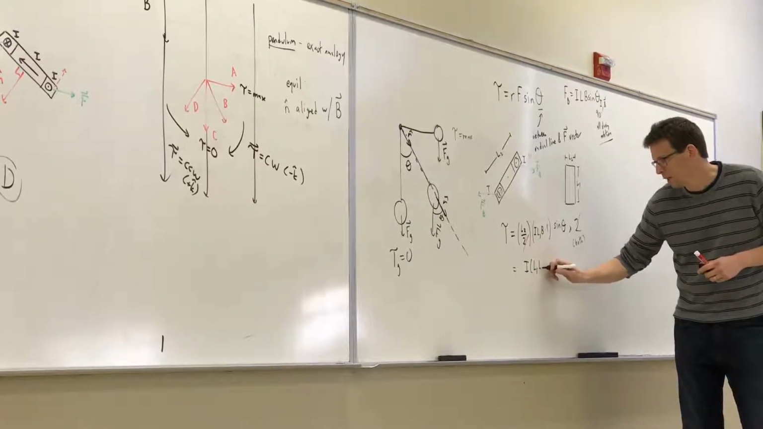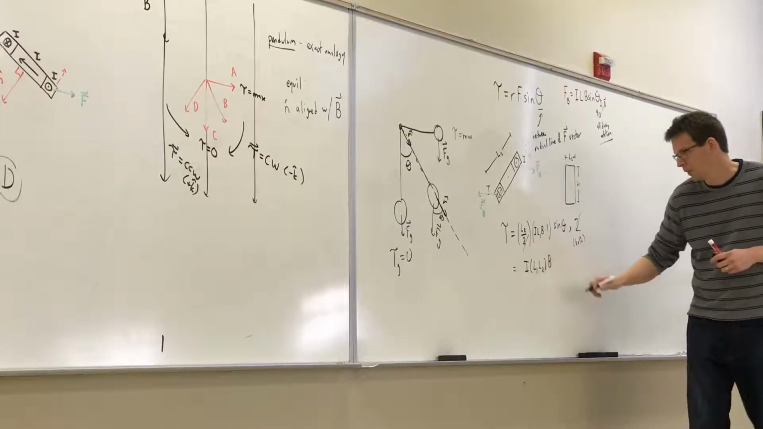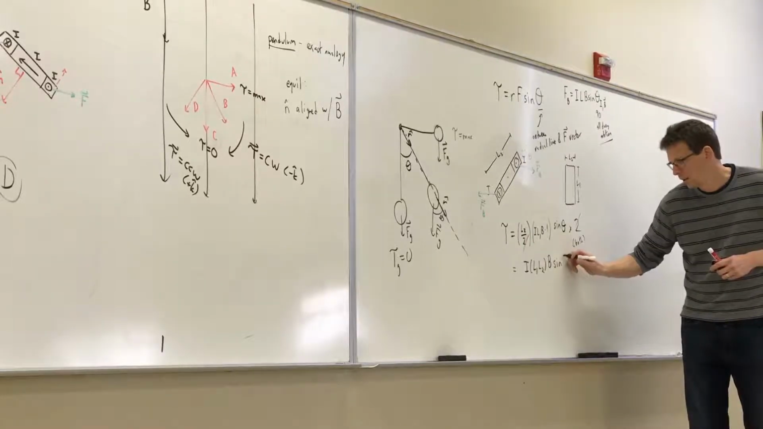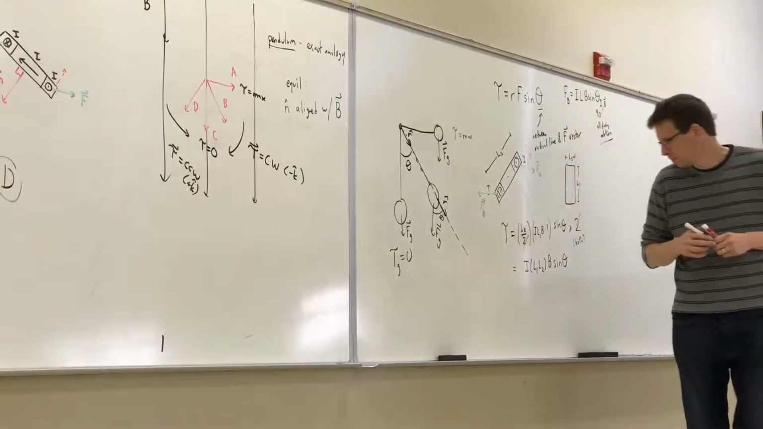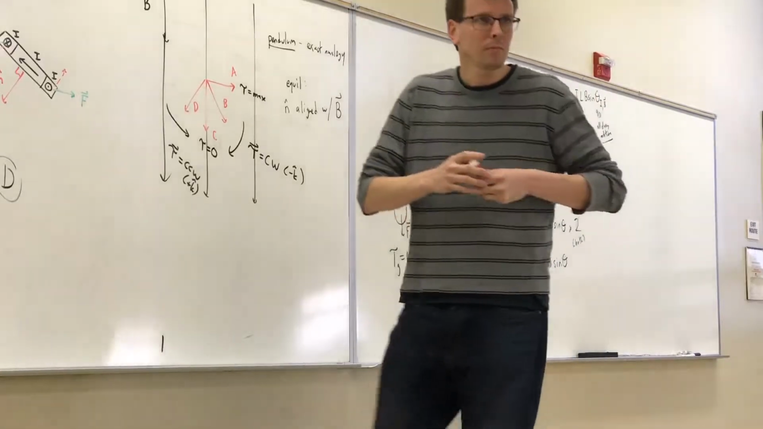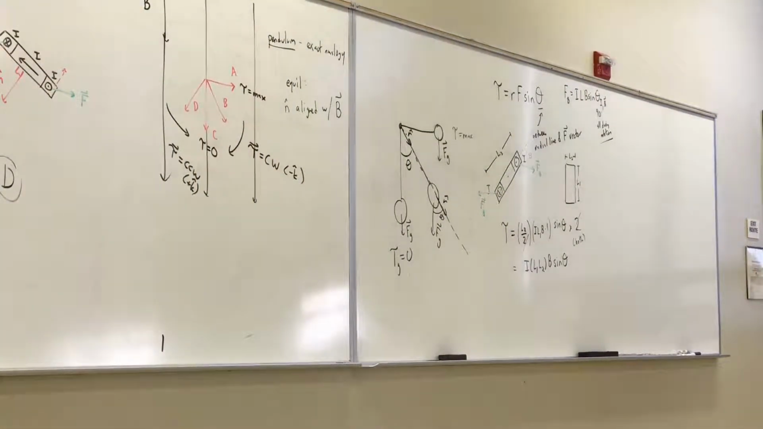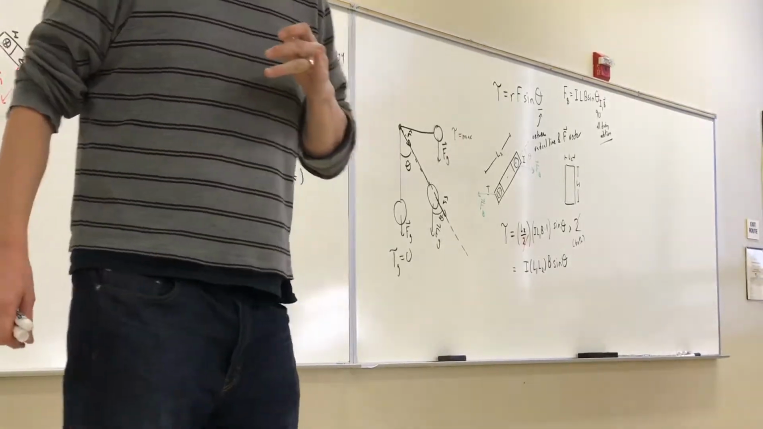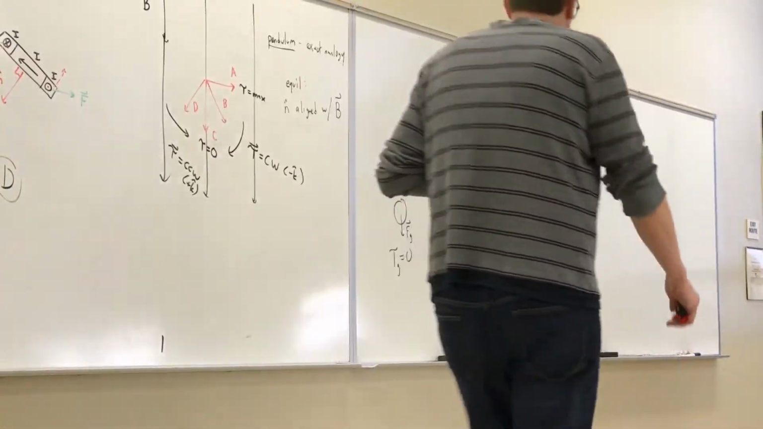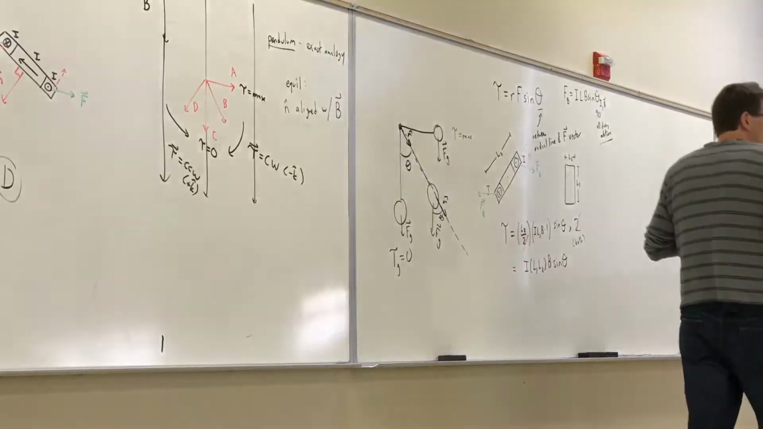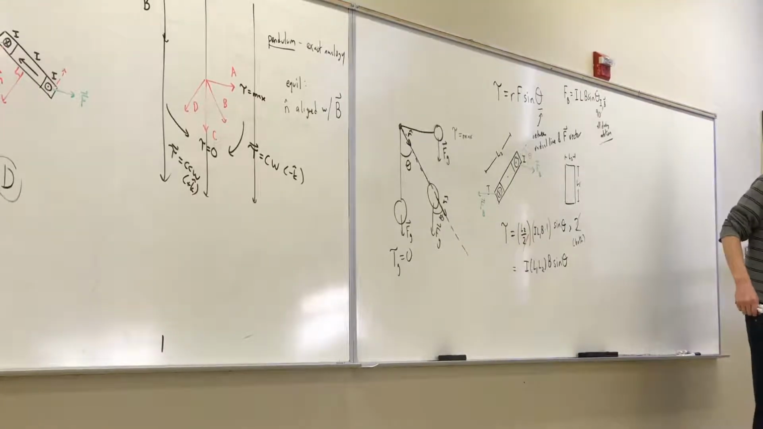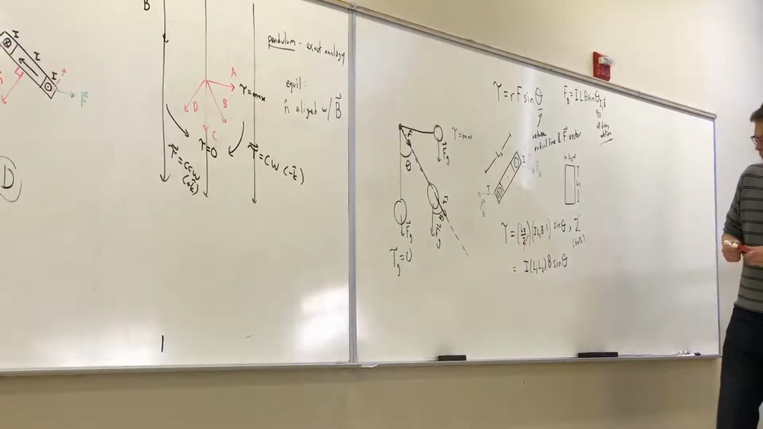I'll group L1 and L2 together because they're buddies. They're both lengths. Sine of theta. And I'm pretty much done. I just want to put a few bells and whistles on it. What's the quantity L1 times L2? It's the area of the loop.